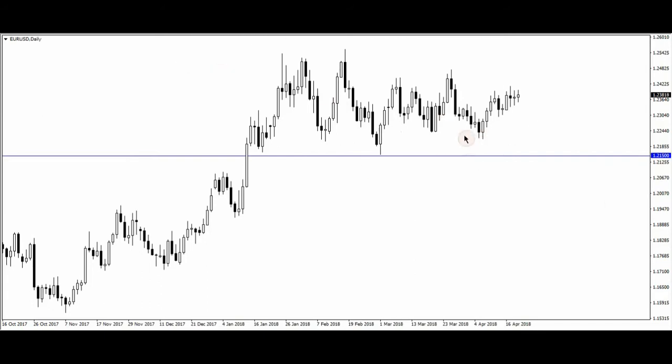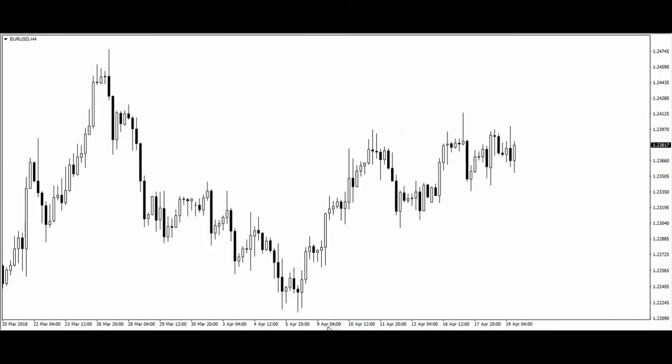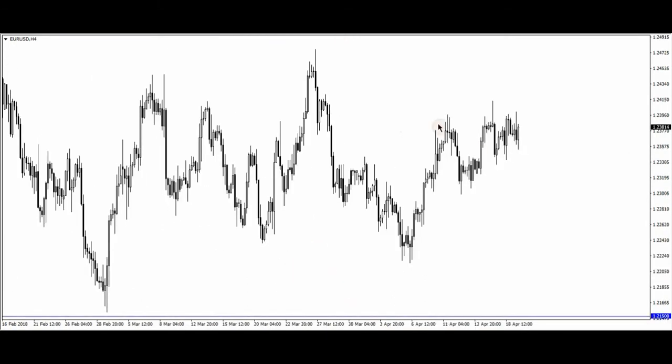Now looking into Euro USD, the first thing that caught my attention was actually from the 4-hour chart. We went into a new week, and this high right here was the high of last week. So I marked that as the high of last week.